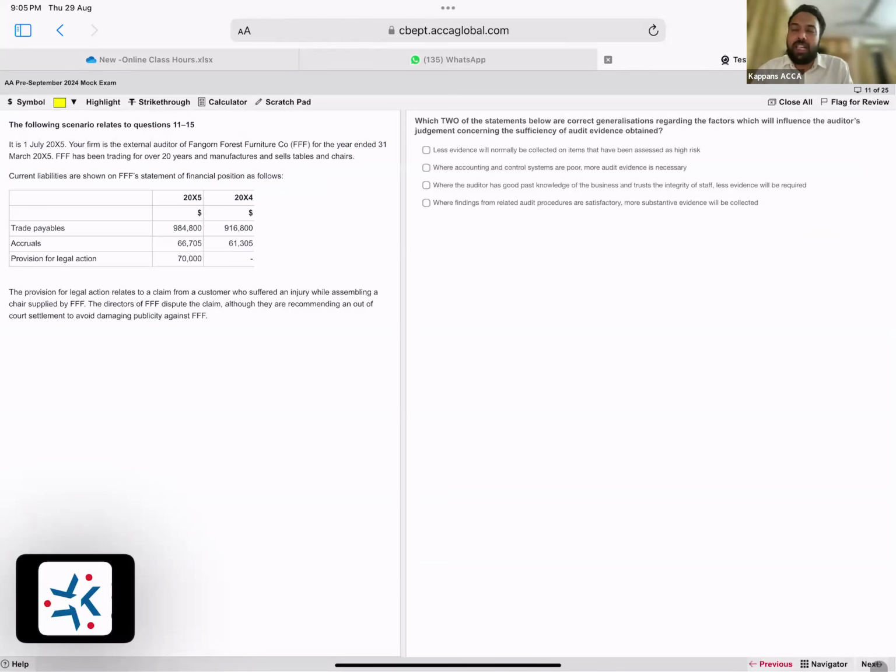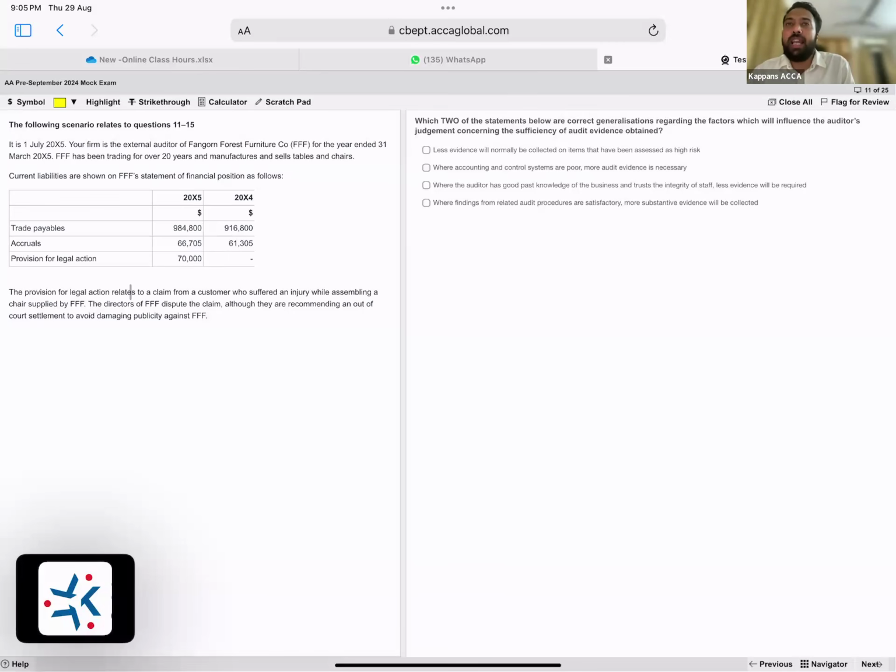Now the last scenario-based question. It is 1st July X5. Your firm is the external auditor of Fangone Forest Furniture Company for the year ended 31st March X5. FFF has been trading for over 20 years and manufactures and sells tables and chairs. Current liabilities are shown in the FFF statement of financial position as follows. Trade payables X4 and X5 are given. Accruals 61 and 67, X4 and X5, and provision for legal action are also given.